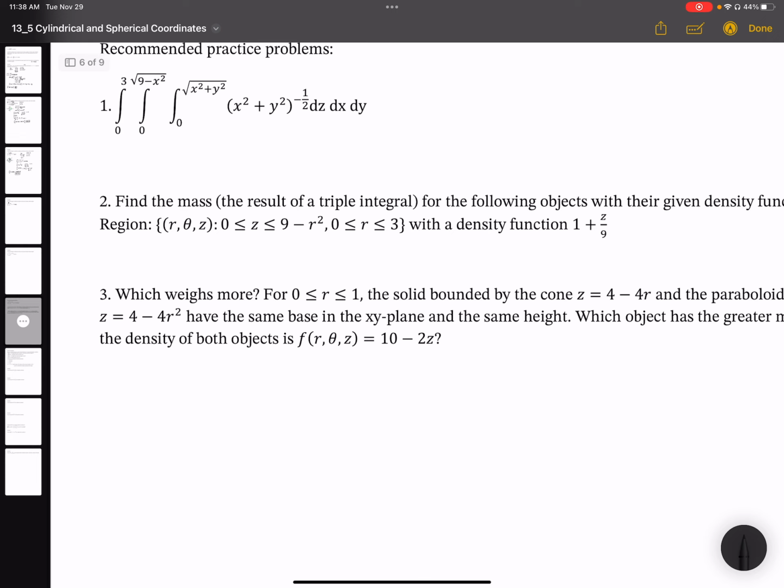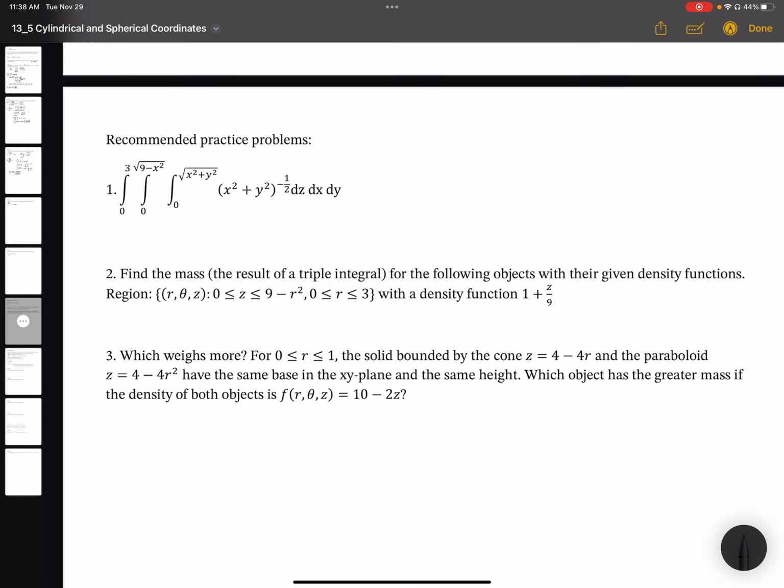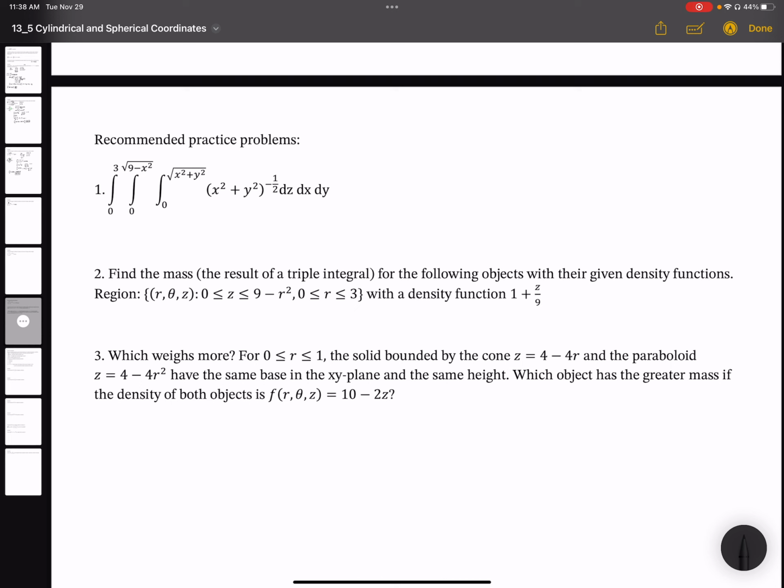Some recommended problems are here. I would recommend looking at those. But they all kind of work the same way.